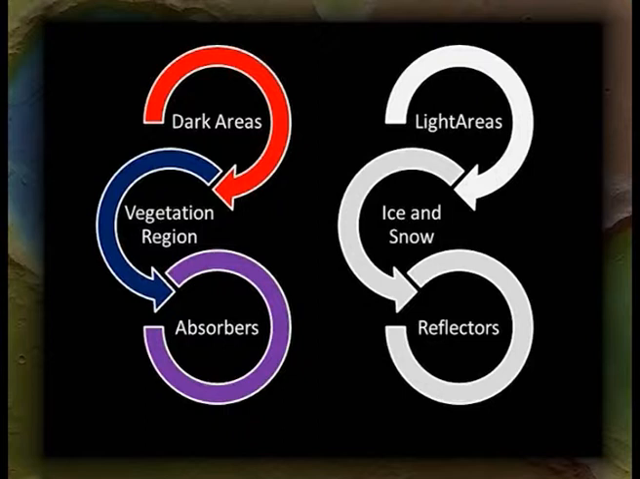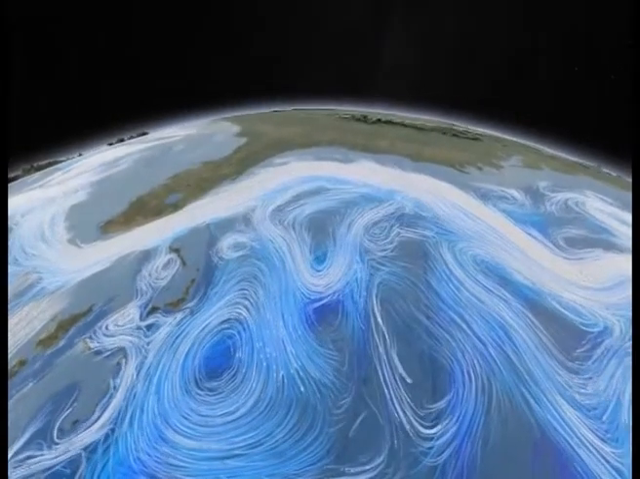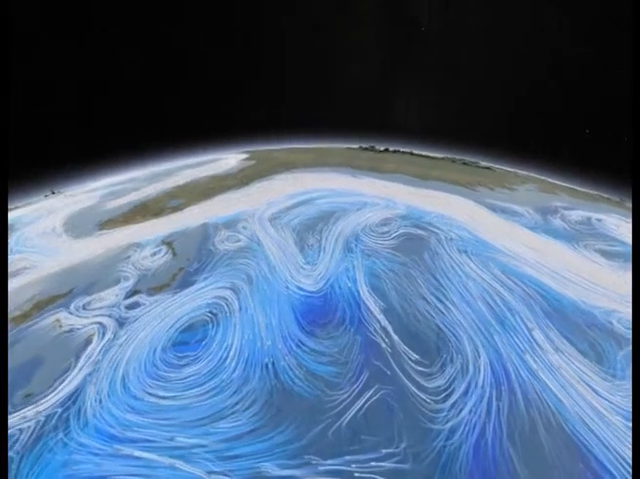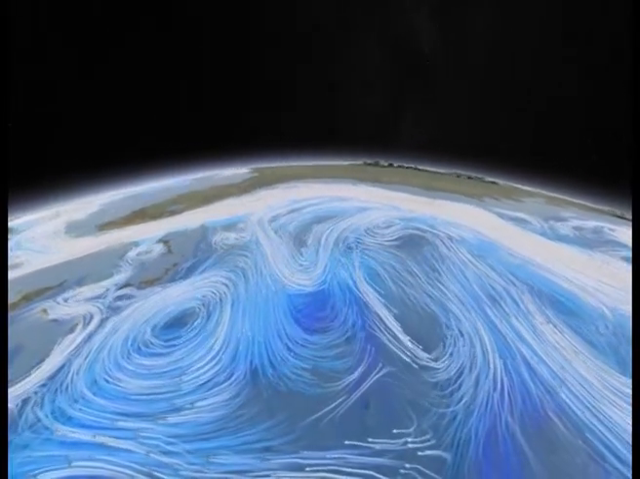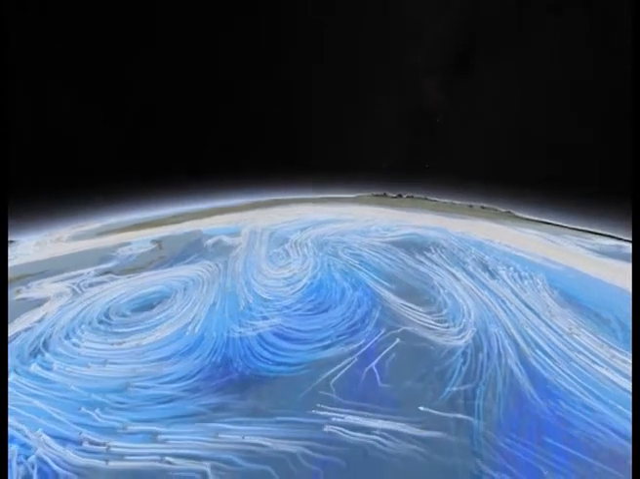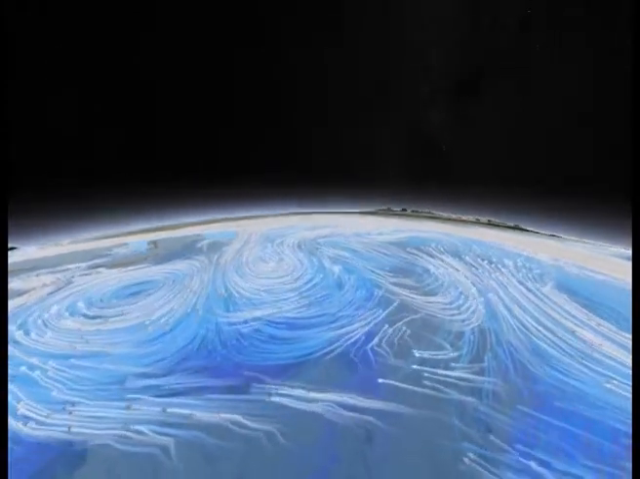The dark zones like vegetated regions are great absorbers, and the lighter areas like ice and snow covered regions are good reflectors. In fact, the ocean absorbs and releases heat in a slow way when compared to the land. In case of water, it little by little releases the heat into the atmosphere, after which it distributes heat around the globe.